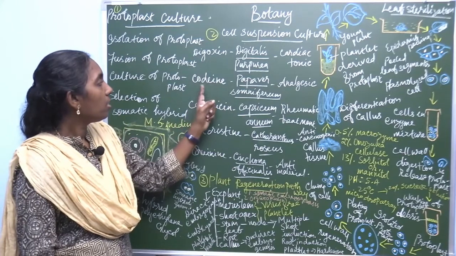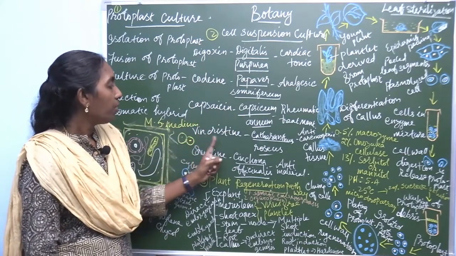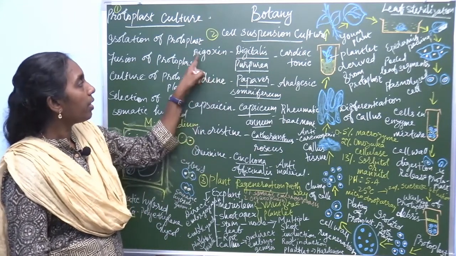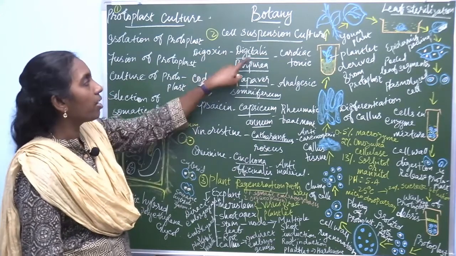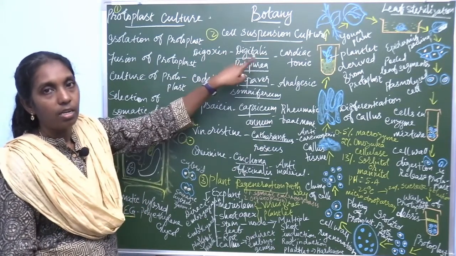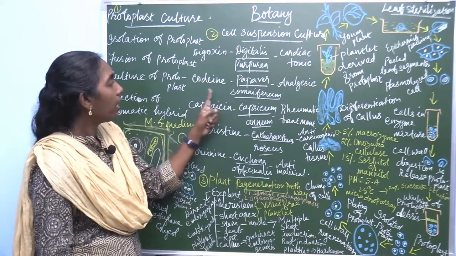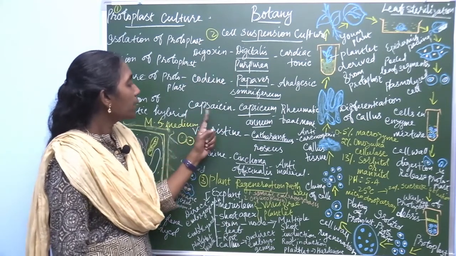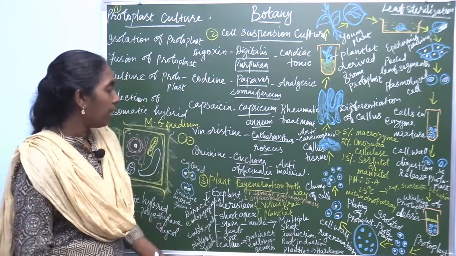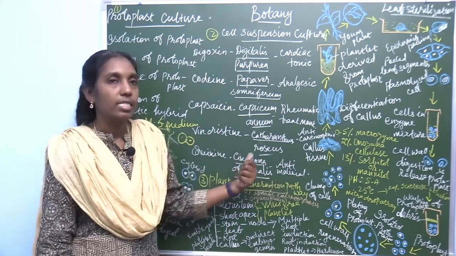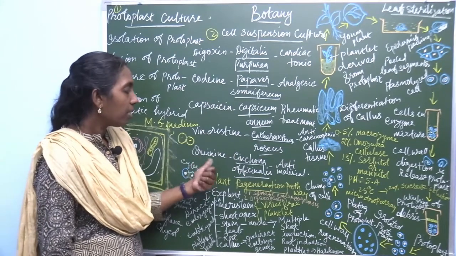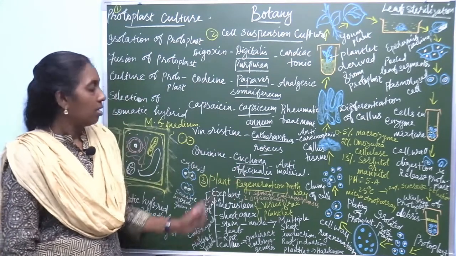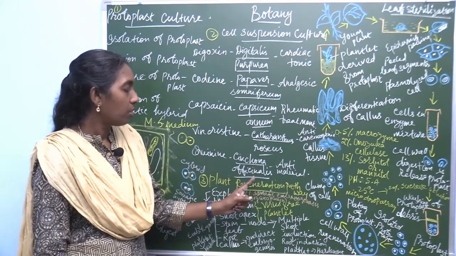There are digoxin, codeine, capsaicin, vincristine, quinine. From the name itself, just remember: digoxin is obtained from Digitalis. Codeine, Papaver somniferum. Capsaicin, Capsicum annuum. Vincristine, Catharanthus roseus. Quinine, Cinchona officinalis. The quinine is obtained from Cinchona officinalis.